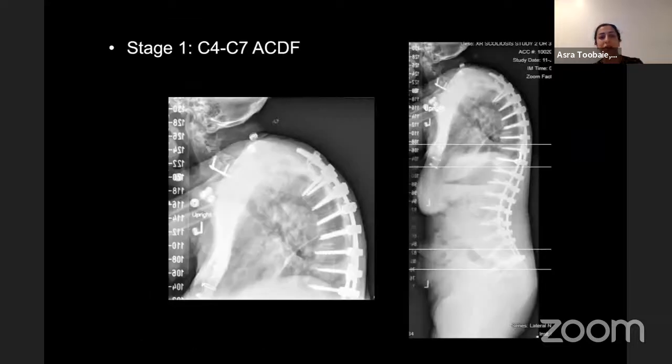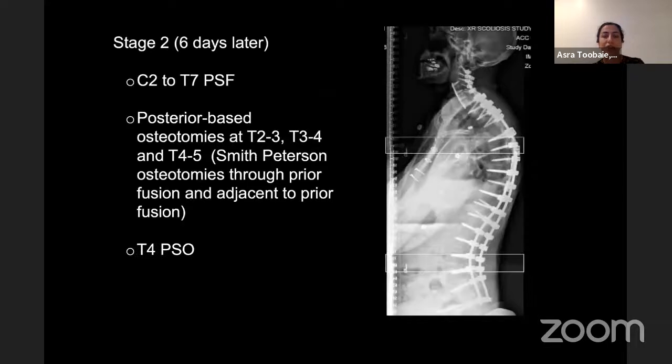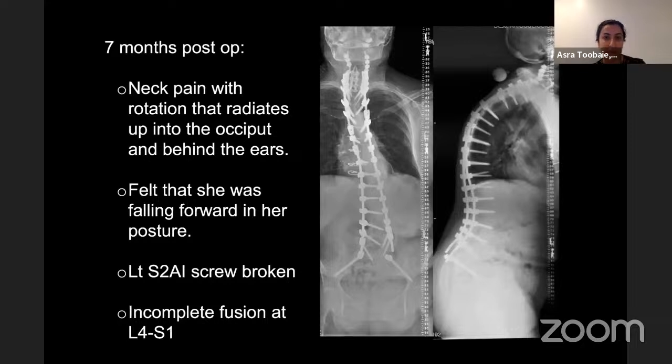So she underwent 2-stage surgery. Stage 1 was C4 to C7 ACDF. And Stage 2, about a week later, she underwent C2 to T7 posterior spinal fusion. We did type 2 osteotomies in the thoracic spine as well as T4 PSOs for correction of alignment.